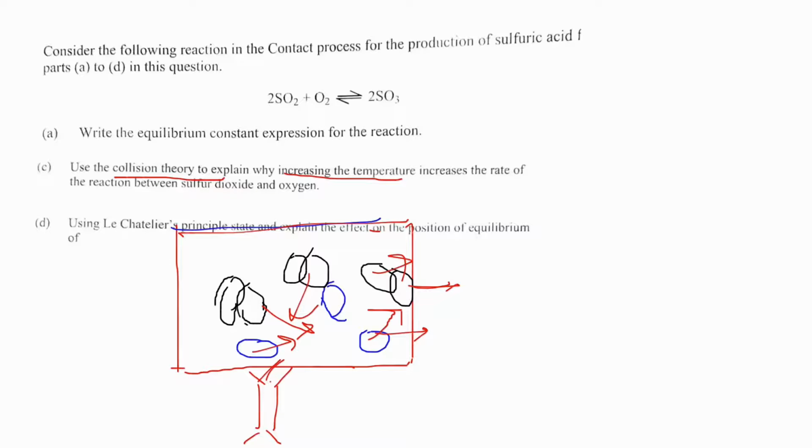There are two types of collision. Now, initially when the temperature was not increased, the collision was there between sulfur dioxide and oxygen. I will draw and show you. The collision was like this. This is our sulfur dioxide, and this is our oxygen molecule, the blue one.